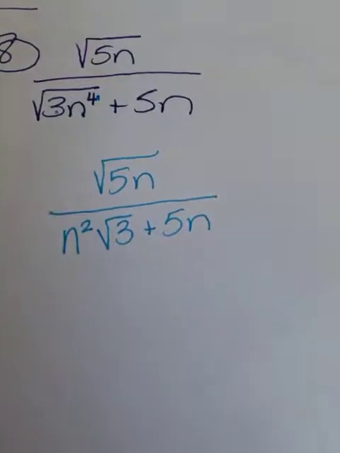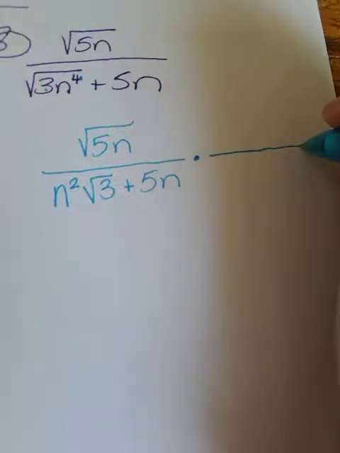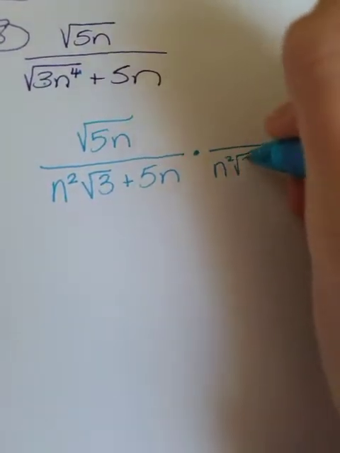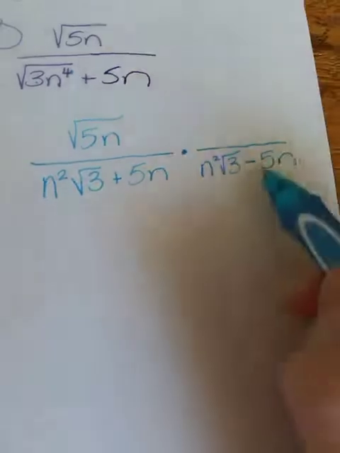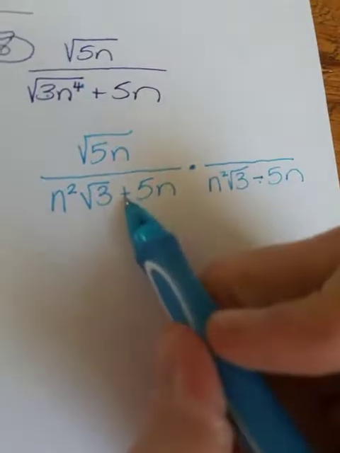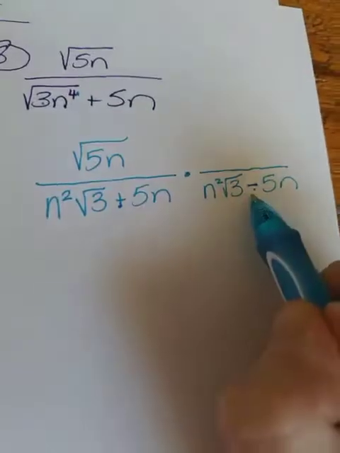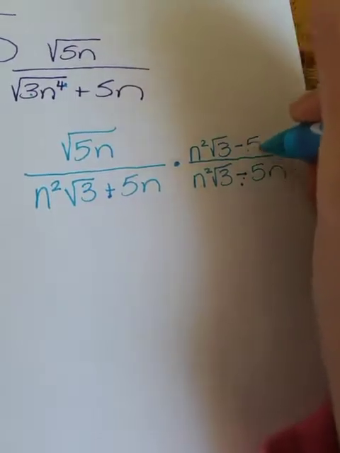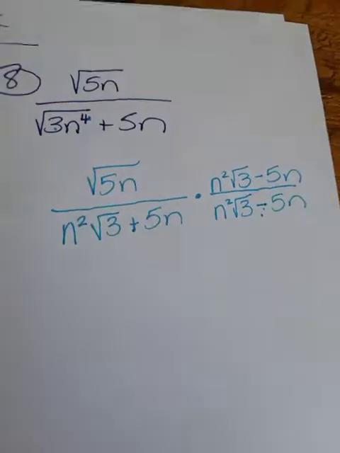Well, that didn't get rid of my radical on the denominator. So I still have to multiply by the conjugate of the denominator. So I'm going to multiply by n squared root 3 minus 5n. Again, here it's a negative because I have a positive here. If this was a negative, this one would be a positive. I have to multiply the top by the same exact number because that is really 1, and you're not technically changing a number when you multiply it by 1.